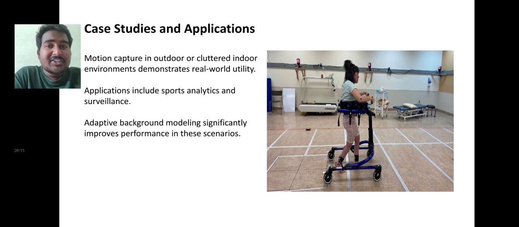Case studies and applications. Motion capture in outdoor or cluttered indoor environments demonstrates real world utility. Applications include sports analytics and surveillance. Adaptive background modeling significantly improves performance in these scenarios.